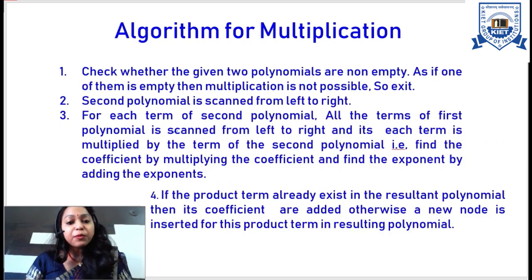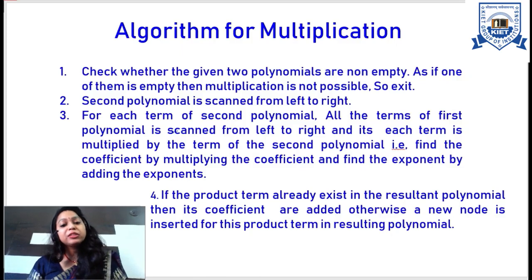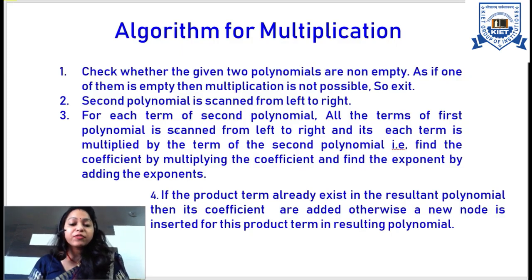The algorithm for multiplication will be: first we check whether the given two polynomial equations are non-empty, because if either one of the polynomial equations is empty, the multiplication won't be possible. 0 into anything will be 0, so exit.